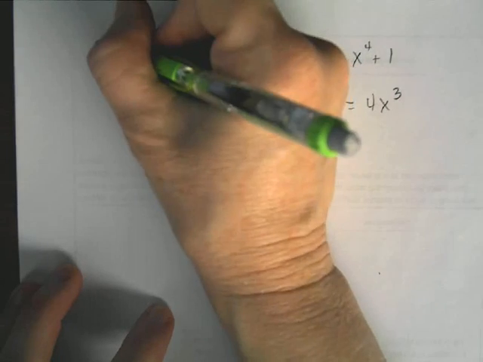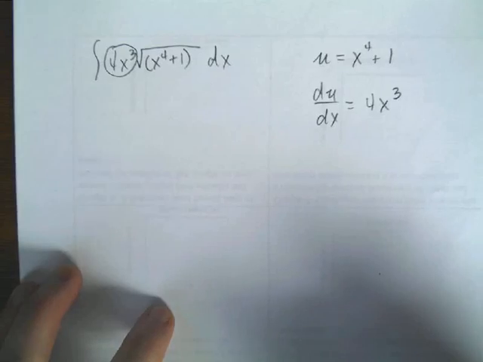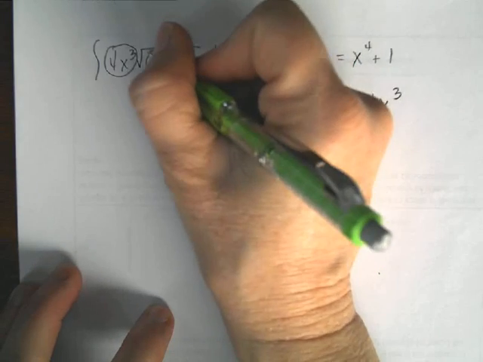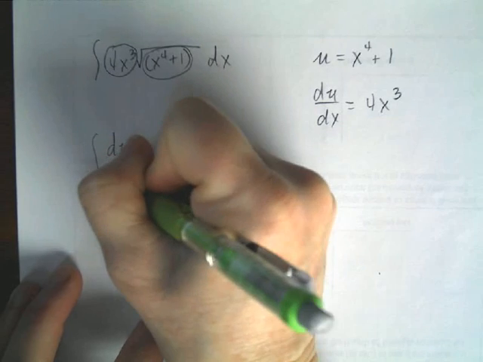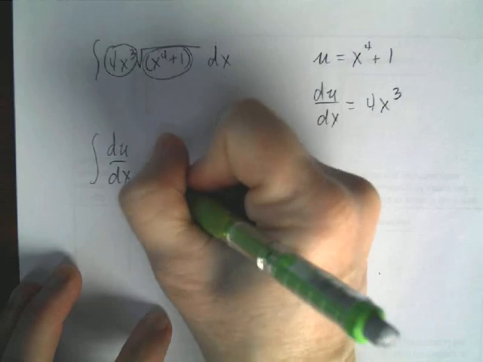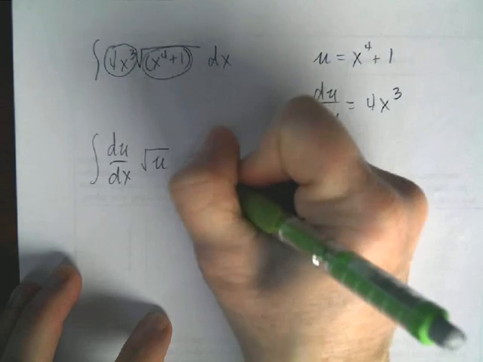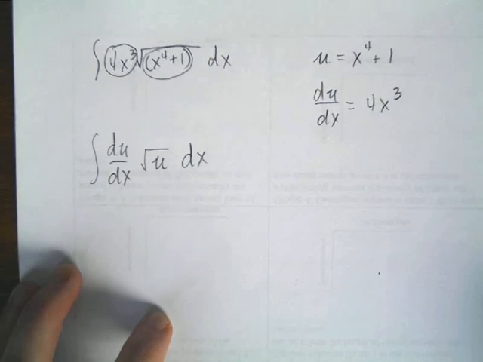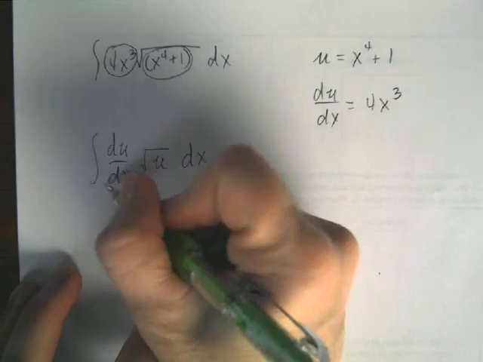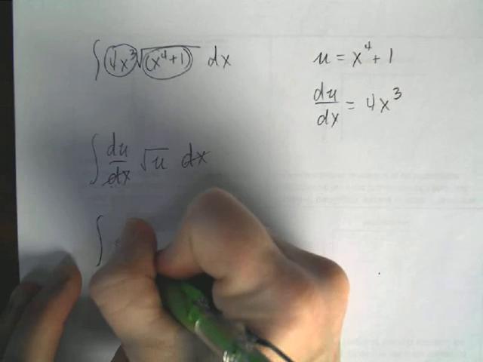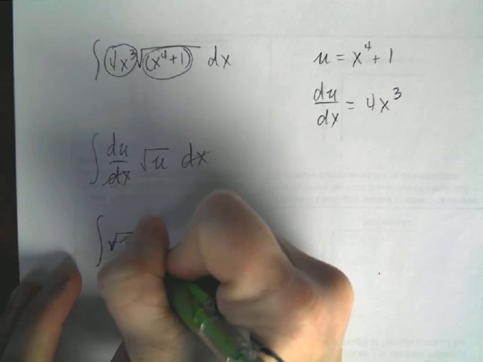All right, so this is my du dx. This is my u. So I can rewrite it, du dx, and times the square root of u dx. Now, because I have the du dx, I can cancel out the dx's. Dx divided by dx cancels out. So I'm left with the square root of u du.